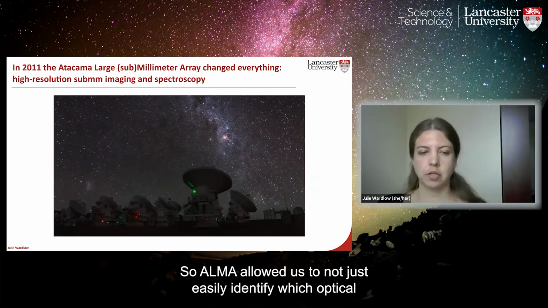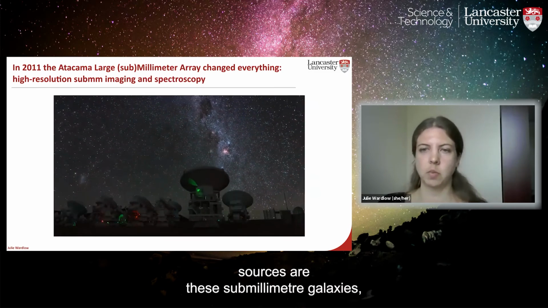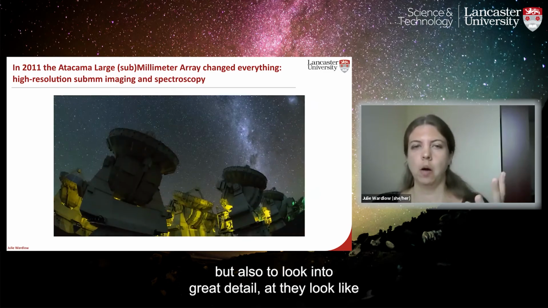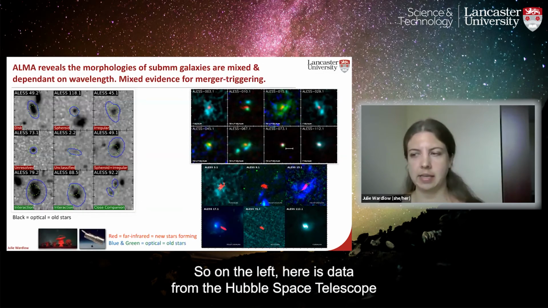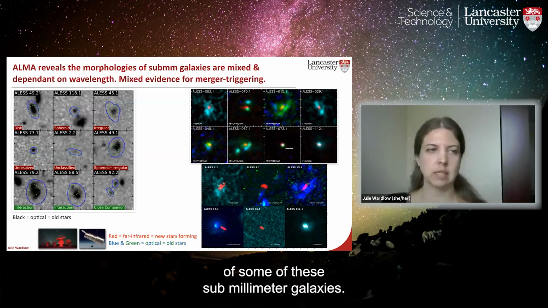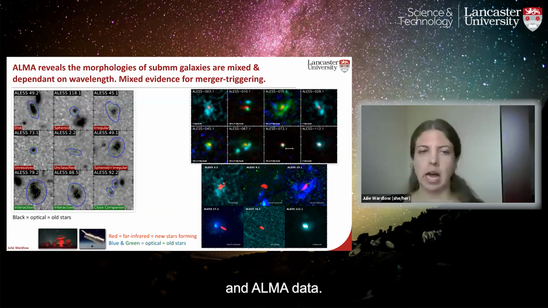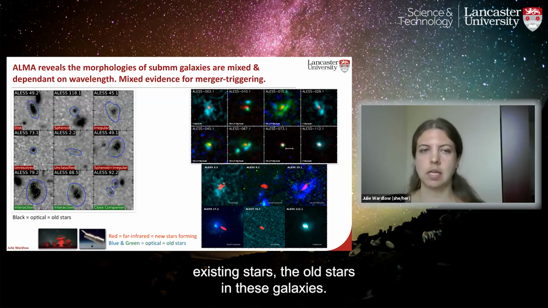So Alma allowed us to not just easily identify which optical sources are these submillimetre galaxies, but also to look in very great detail at what they look like at different wavelengths. So on the left here is data from the Hubble Space Telescope of some of these submillimetre galaxies. And on the right is Hubble Space Telescope data and Alma data. So on the right, we're looking in the red and the green at the existing stars, the old stars in these galaxies.